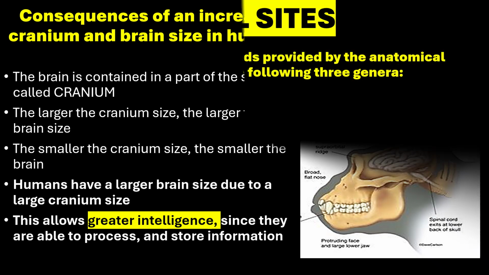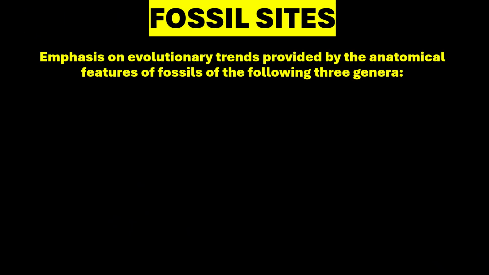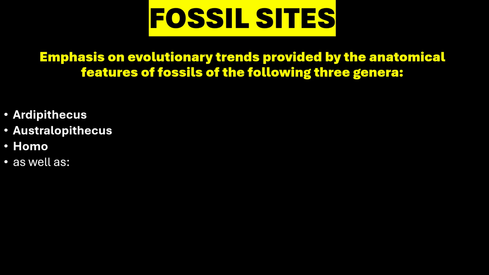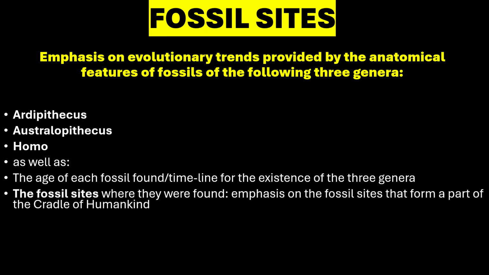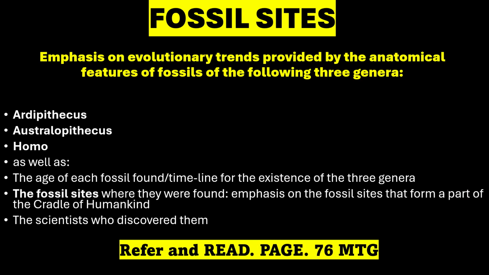Let's go on to the last part where we're going to look at the fossil sites. And you need to know the fossil site according to the exams guide. You have to know the fossil site for Adipithecus, Australopithecus, and the Homo genus. And then you have to also know the age and the timeline, as well as the size, and then the scientists who discovered them. To do so, you have to go to the Mind the Gap textbook, page 76, and that is where you will find the information.